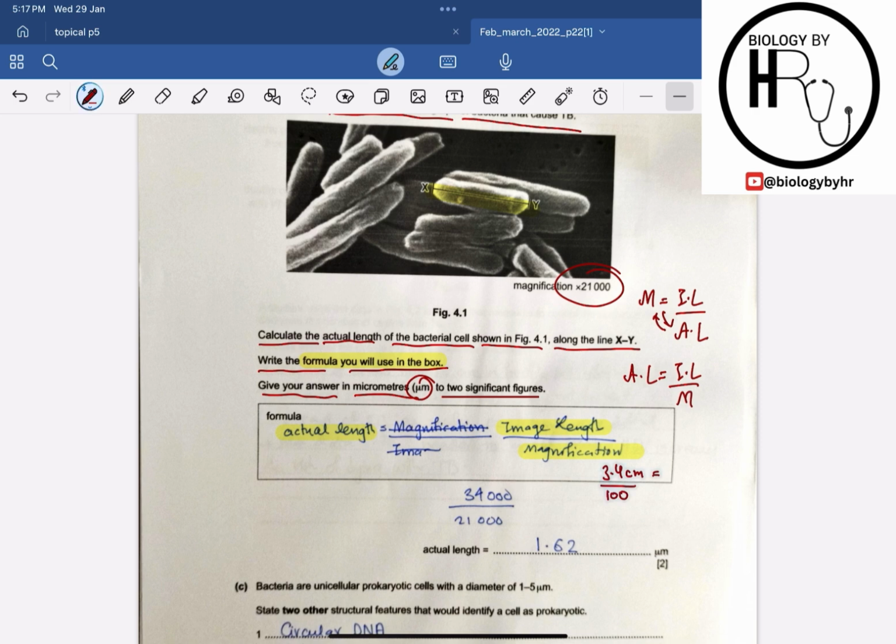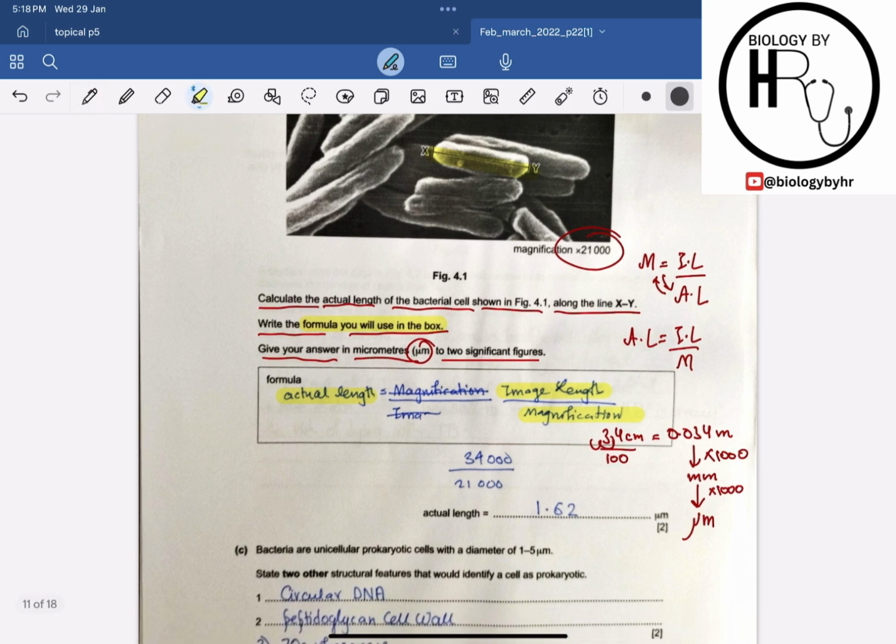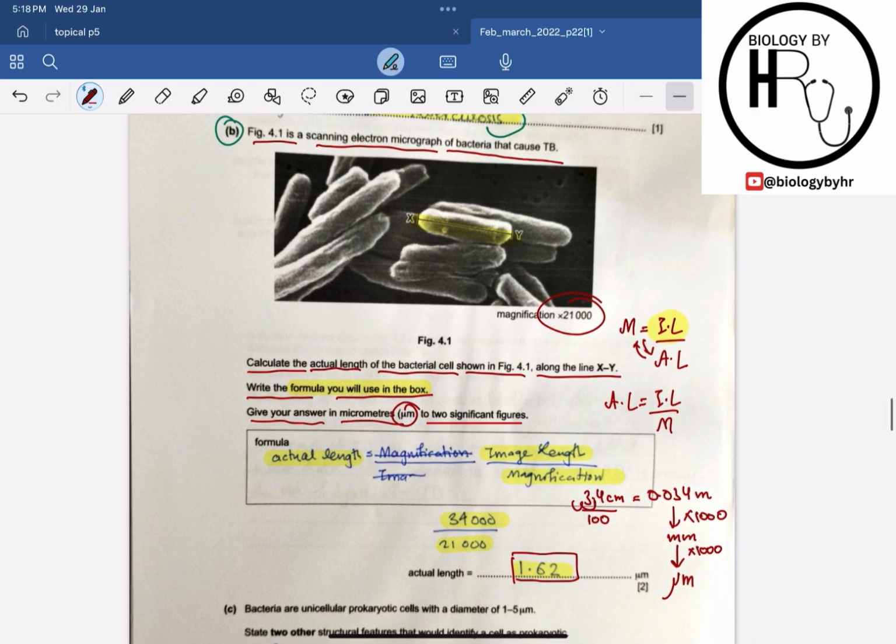and to convert this centimeter to meter, we are going to divide it by 100. So if we divide it by 100, we are going to get 0.034 meters, right? Then after the meter, we are going to convert it into millimeters, and after millimeters we are going to convert it to micrometers, and we are going to do it by multiplying it by 1000, right? And then the answer which we are going to get is 1.62. In place of the magnification, we will use 21,000, and we will use 34,000 in place of the image length, right? So the final answer will be 1.62. I hope that this is clear to all of you.